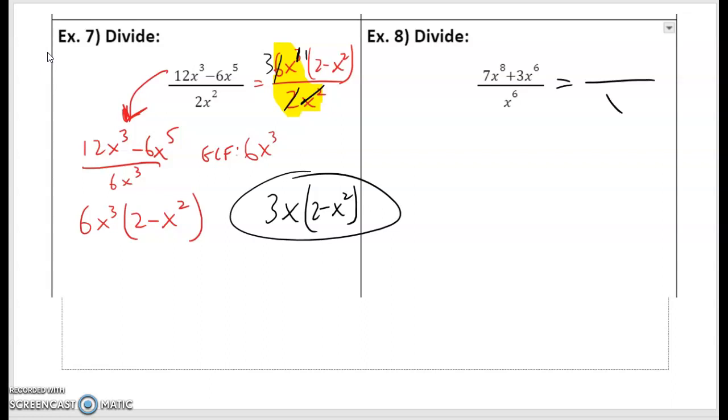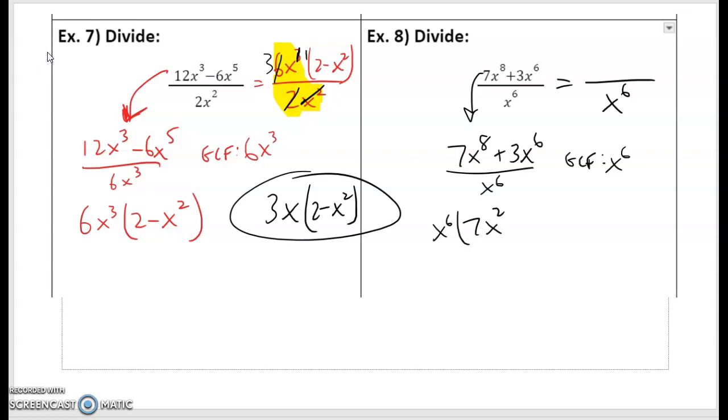Last one, the x to the 6 goes here. This guy comes down. GCF, 7 and 3, they don't share anything, but x-wise, you can take out the smallest amount, which is x to the 6. Divide it out, write it out front. You get 7x squared by dividing this way, plus the x to the 6 cancels, you're left with a 3. You take that up top.